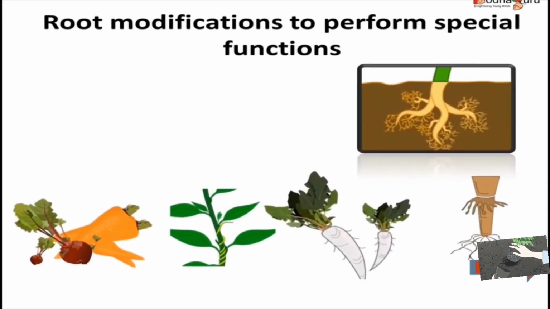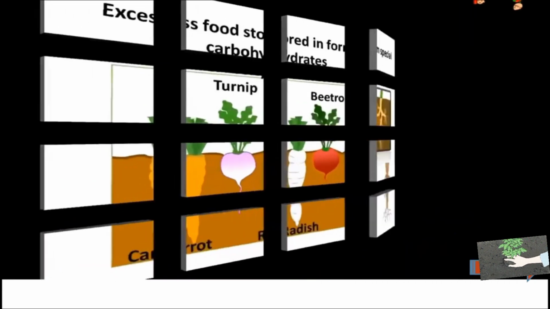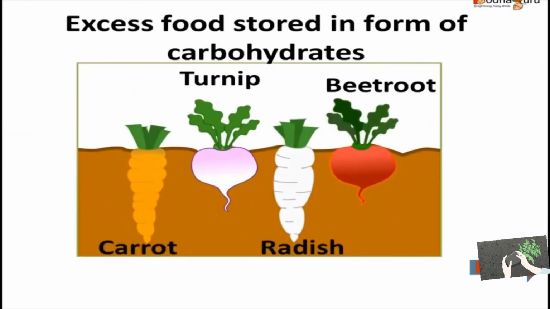Students, apart from these tasks, in some plants the roots perform some special functions. Let us see these functions one by one. Students, a few plants store extra food in the taproot for the future, like carrot, radish, turnip, etc. The food is stored in the form of carbohydrate. We also eat these as vegetables because they are a good source of carbohydrate.